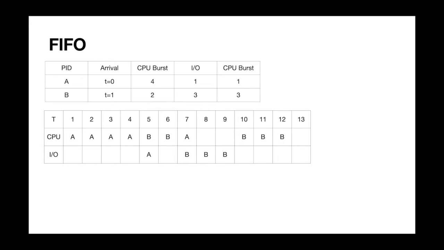At t equals 7, B will finish its CPU burst and A will be scheduled. At t equals 8, A finishes, and at t equals 10, B will finish its I/O and B will be scheduled. At t equals 12, every task is finished.